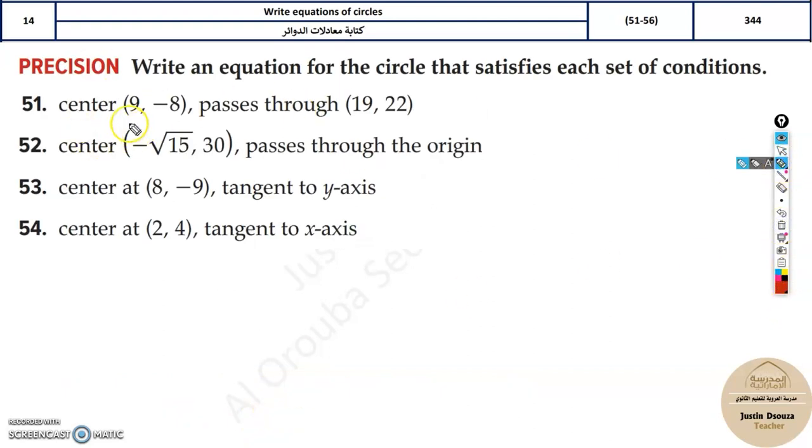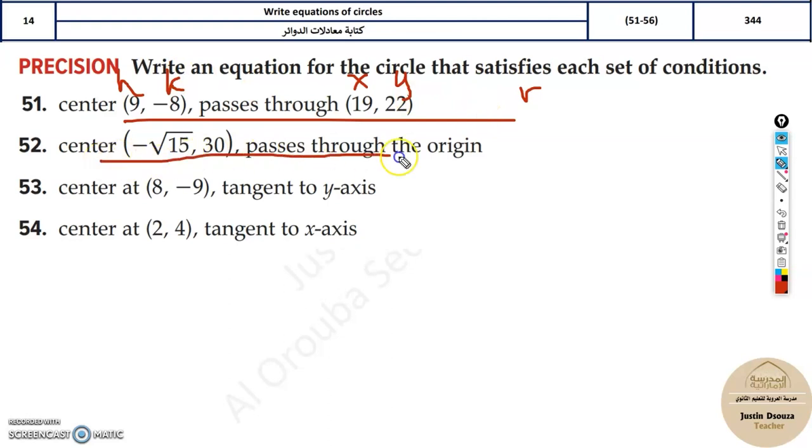Now this one is very simple, the same thing. Remember, x and y are these two, and this is h and k. Substitute and you'll get it. Now over here in the second problem, you need to substitute and find r and then substitute in the equation. That's it. The second problem is again very similar, but they have told it passes through the origin.